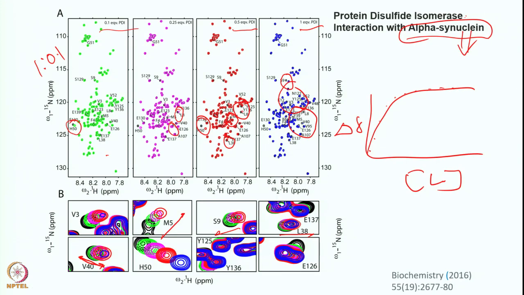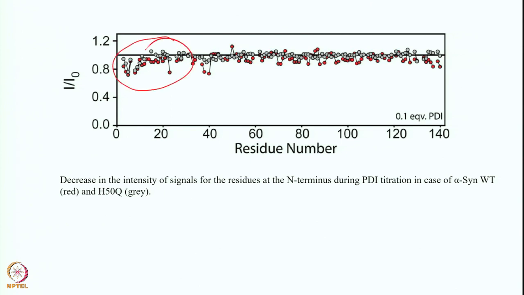Another thing you notice is that a few of the peaks are showing a decrease in intensity. If you look closely, two things are happening. One is a shift in the resonance frequency, or chemical shift perturbation. The second is that some of the peaks show a decrease in intensity. That can also be plotted, and what we found is that some of the peaks showing decrease in intensity are coming from the N terminus of the protein and some from the C terminus. These were measured upon PDI titration of alpha synuclein, for a mutant and the wild type. You can see there are some variations in the mutant. Essentially, in the wild type you see a lot more peaks. So even changing one residue, you can see lots of variations.